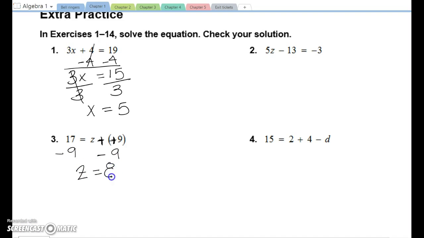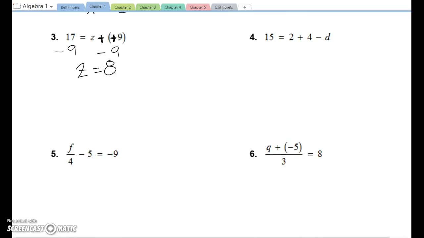So z is 8. So 8 plus 9 is 17. You did good.